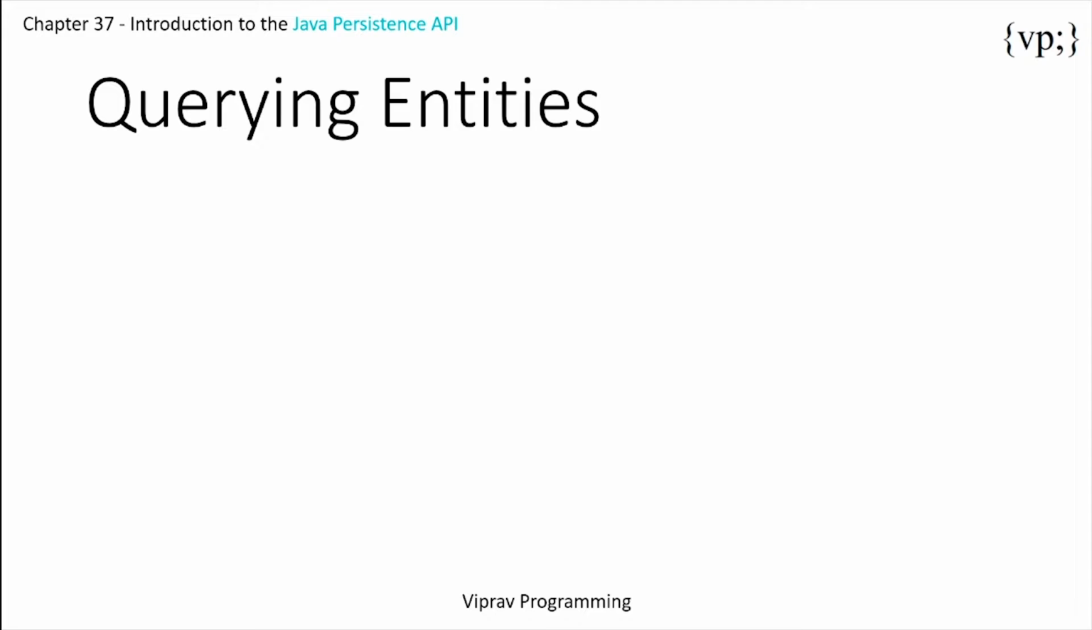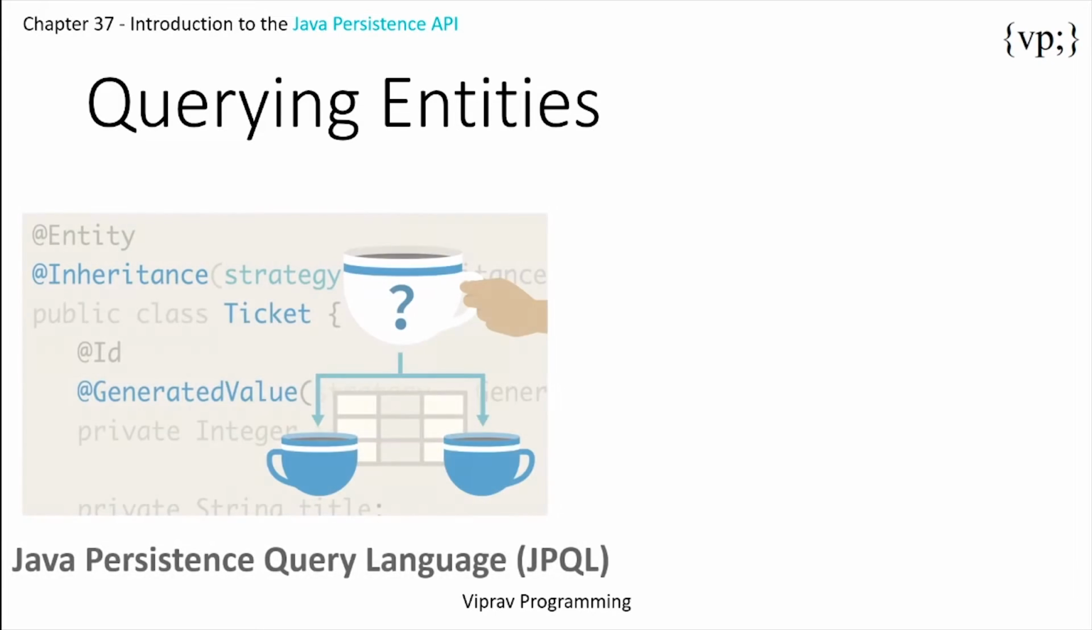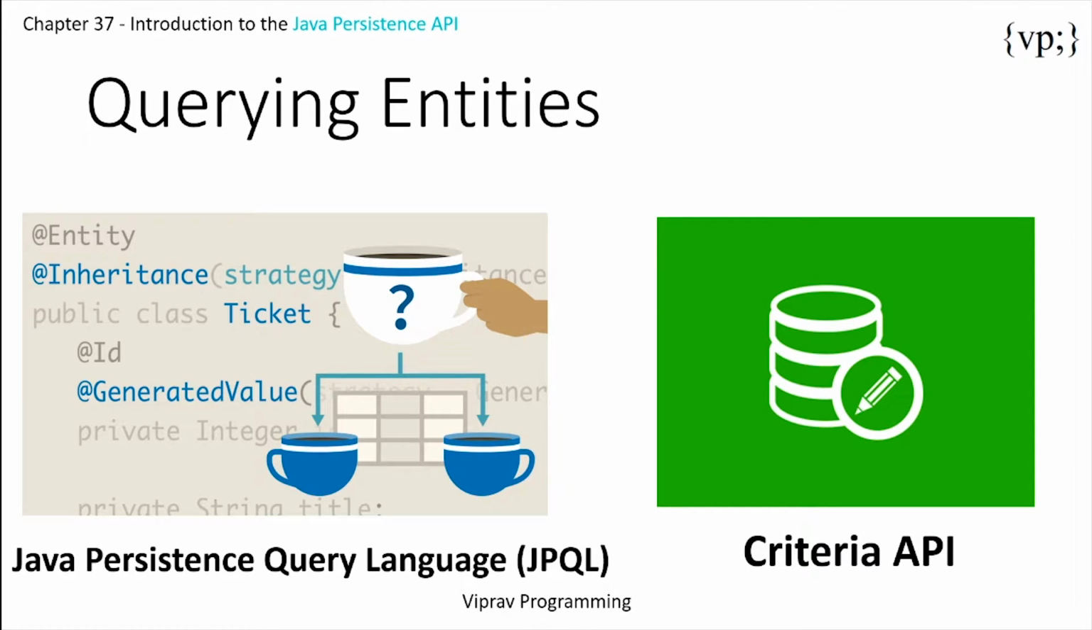Entities can be queried with two methods. The Java Persistence Query Language, or JPQL, is a simple string-based language similar to SQL used to query entities and their relationships. We'll see more of the Java Persistence Query Language in Chapter 39. And then there's the Criteria API, which is used to create type-safe queries using Java programming language APIs to query for entities and their relationships. We'll be seeing more of this in chapter 40.